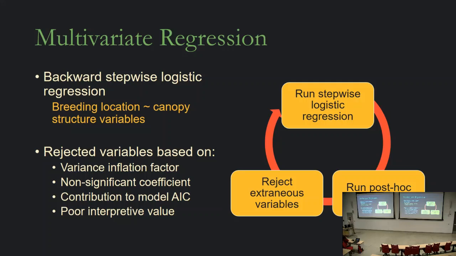So the criteria that I used to reject variables were the variance inflation factor, which sort of tells you if there are multiple variables telling the same story. And then I had to decide which of those variables to throw out. So if they had a non-significant coefficient, they had a poor contribution to the model AIC, which is a statistic that measures model quality. And I didn't have to do this very often, but sometimes I had to decide which one has the better interpreted value.